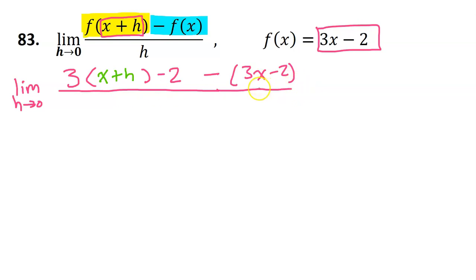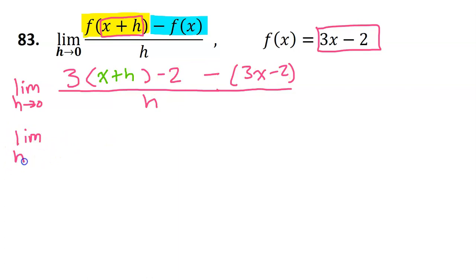Maybe I'll just leave it like that for a second. I'm using parentheses to make sure that we remember to distribute this negative sign. So when I take away the parentheses, this minus 2 will become a plus 2. So be very careful of that. A common mistake is to leave off the parentheses and leave it as a negative 2. Meanwhile, in the denominator, we have h. So now we're just going to simplify and, you know, distribute, combine like terms, and see what happens. Probably something is going to cancel out.